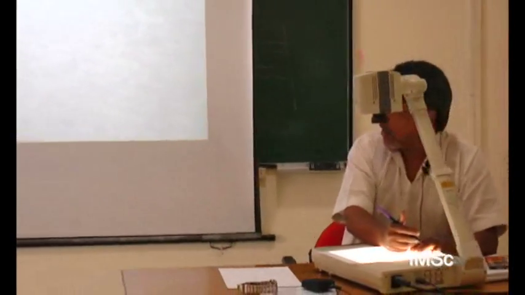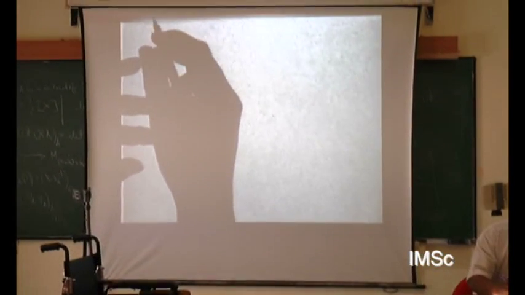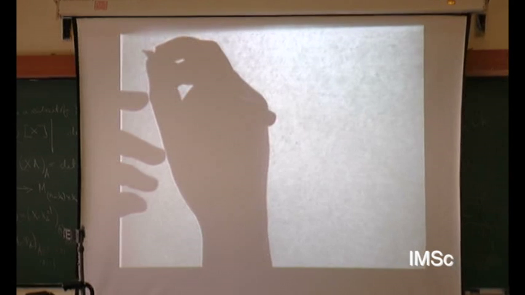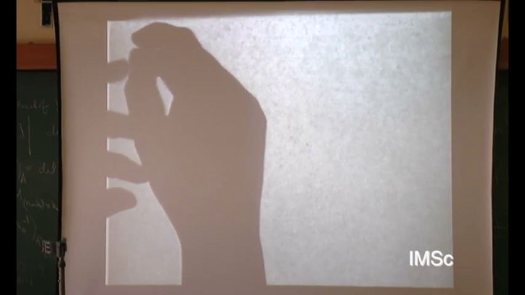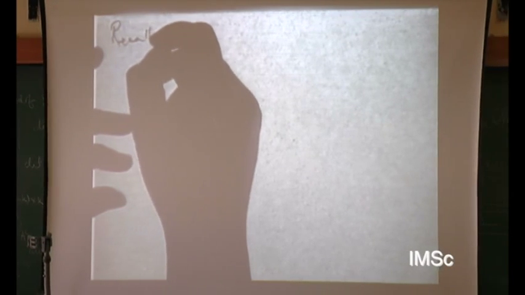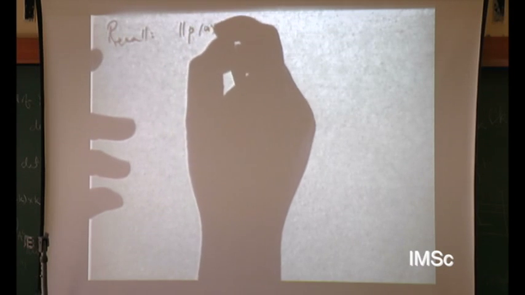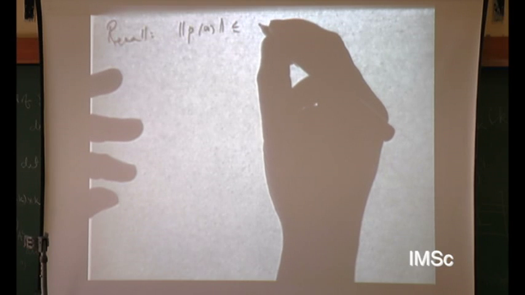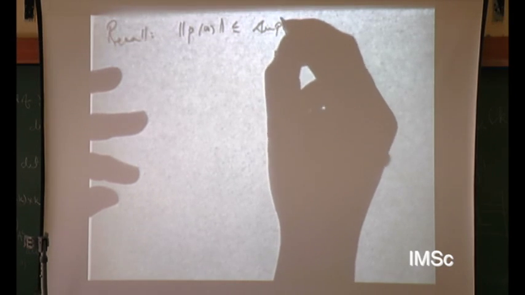Okay, what we had seen last time was that if A is self-adjoint, and P is a polynomial, the norm of P of A is bounded by the sup norm of P over the spectrum of A.